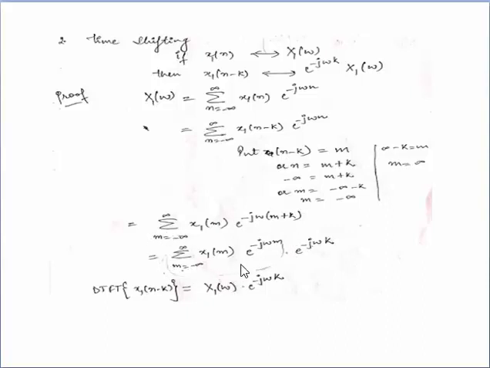And the first two terms are the formula of X1(ω). That means the DTFT of x1(n minus k) is equal to X1(ω) into e raised to power minus jωk. That is the formula of the time shifting property of DTFT.